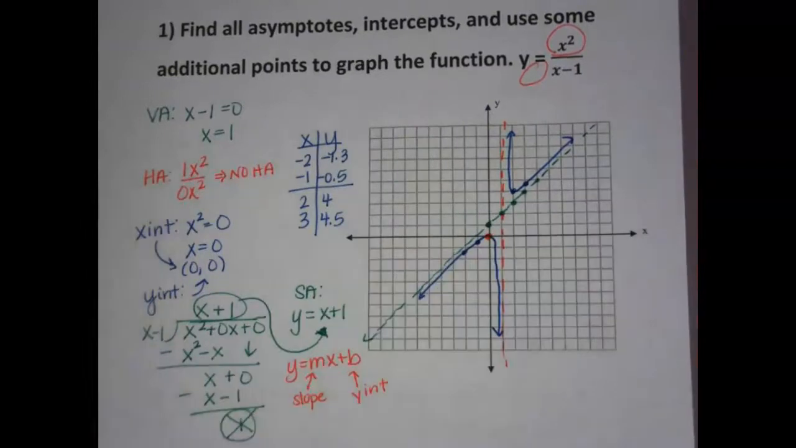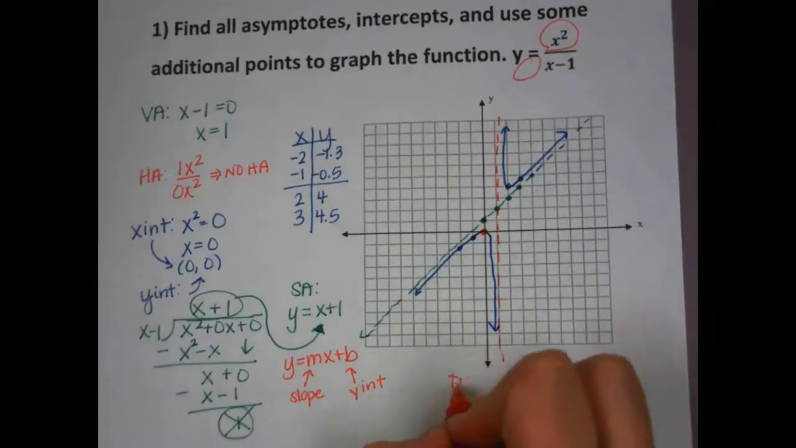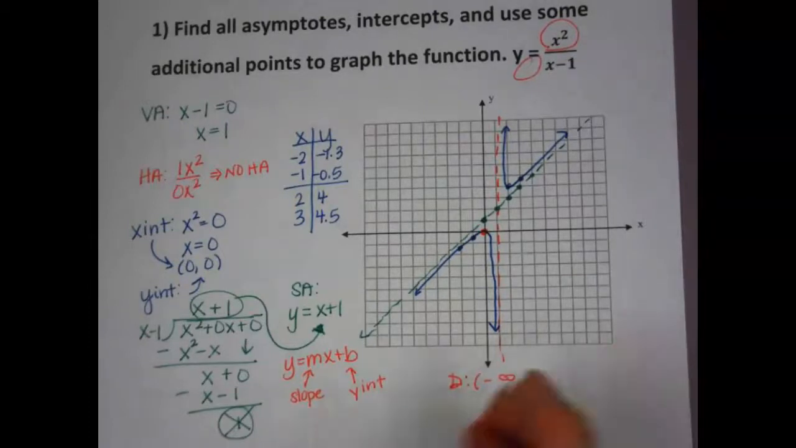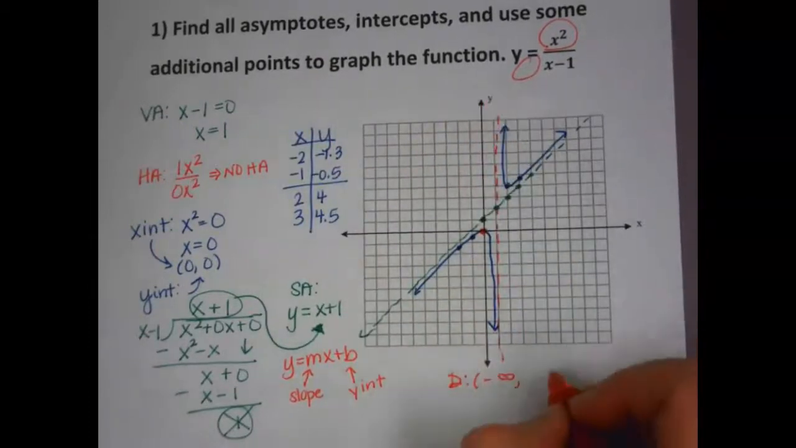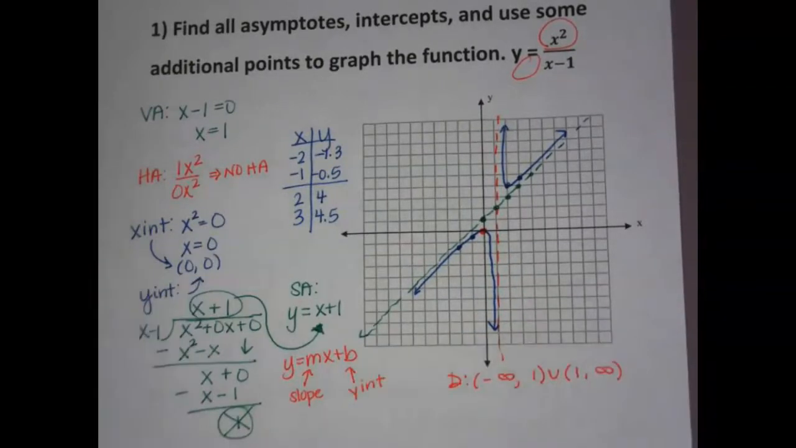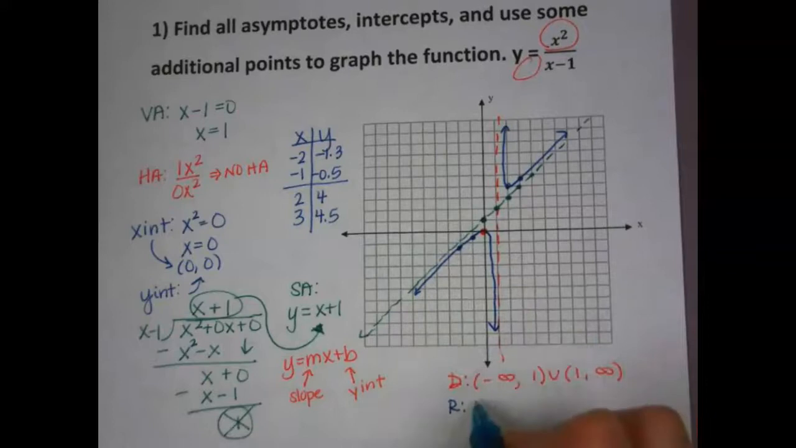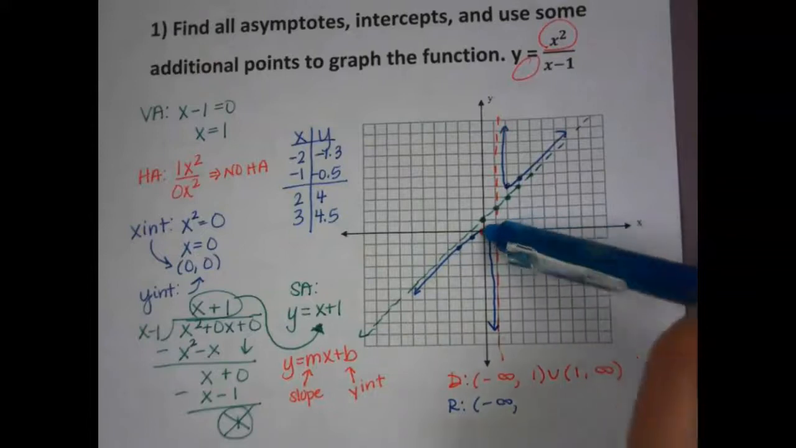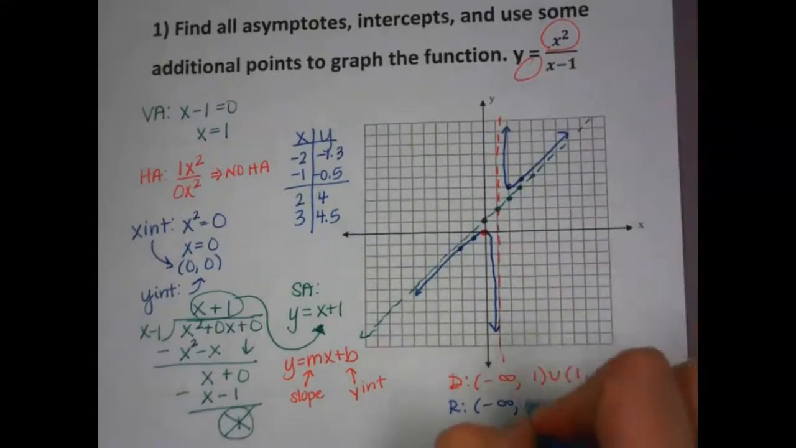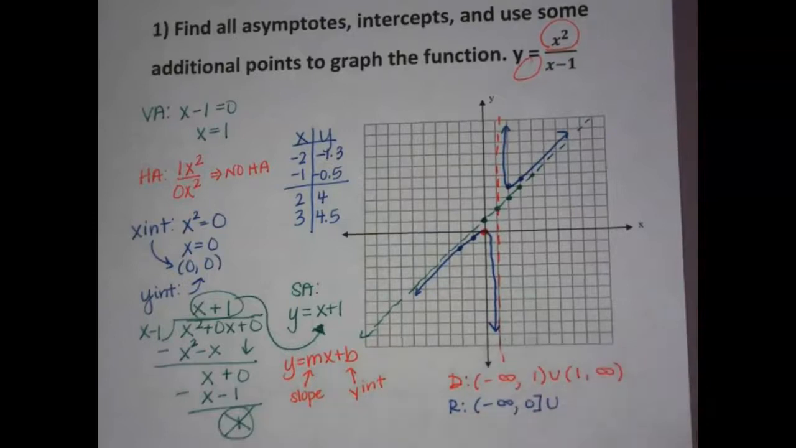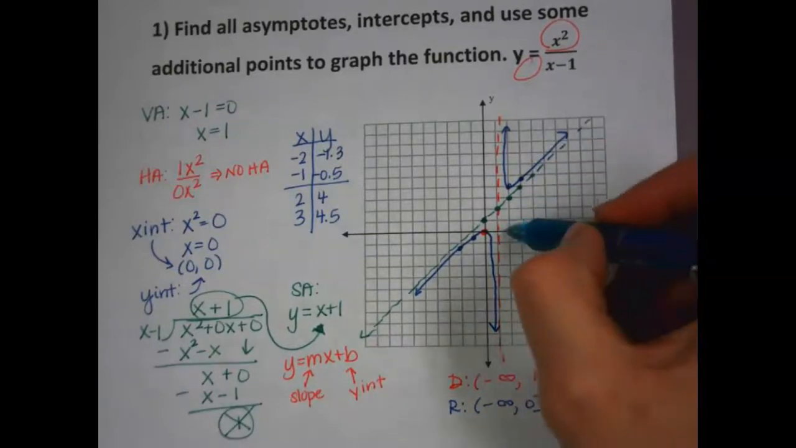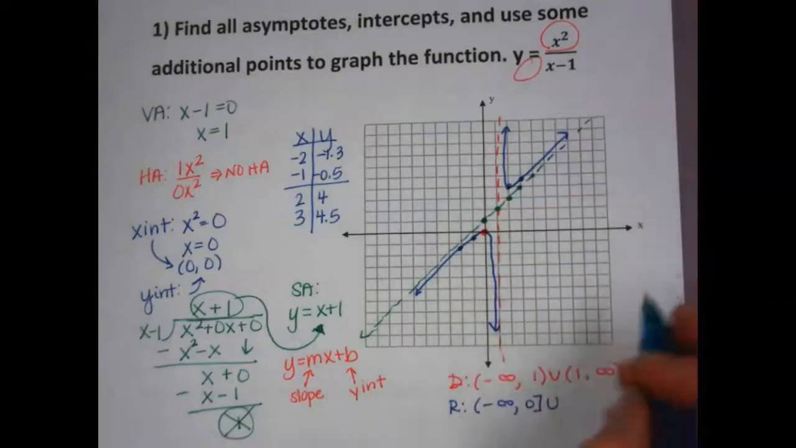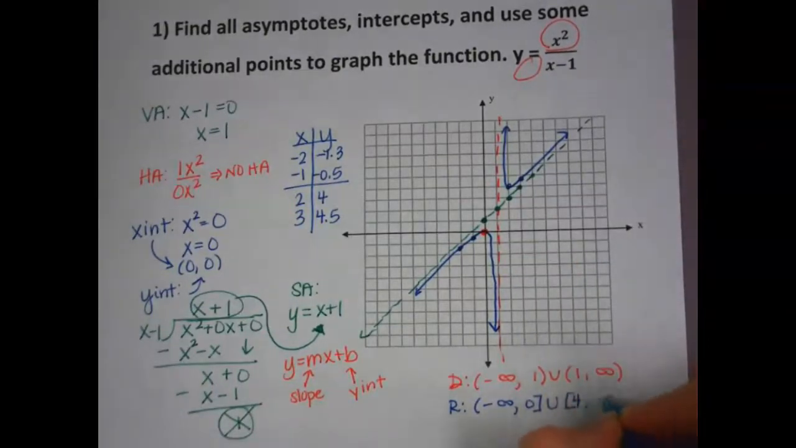Last thing we want to do is find domain and range. Domain is our x's. It goes fine until we hit our vertical asymptote, so -∞ to 1, and then picks up again on the other side of that vertical asymptote. And then our range, there's no horizontal to stop us, so we go -∞ all the way up to 0. That's kind of our topping out point there, with a bracket because there is an actual point at 0. And then here our bottom point was at 4, so it picks up again at 4 and goes to infinity.